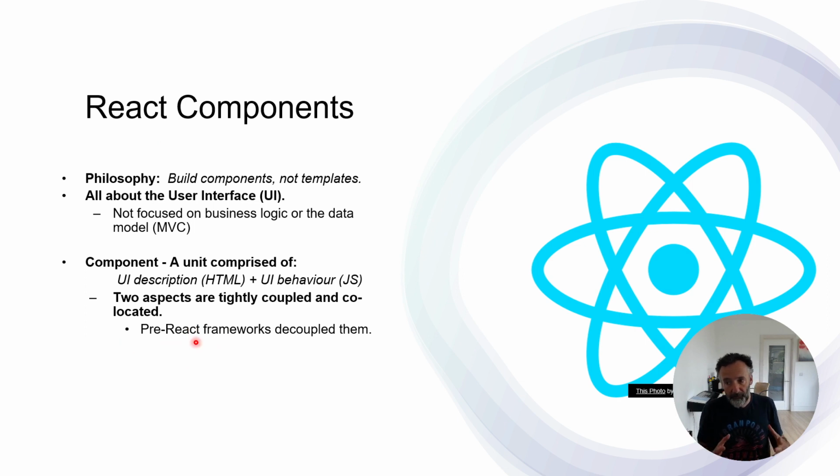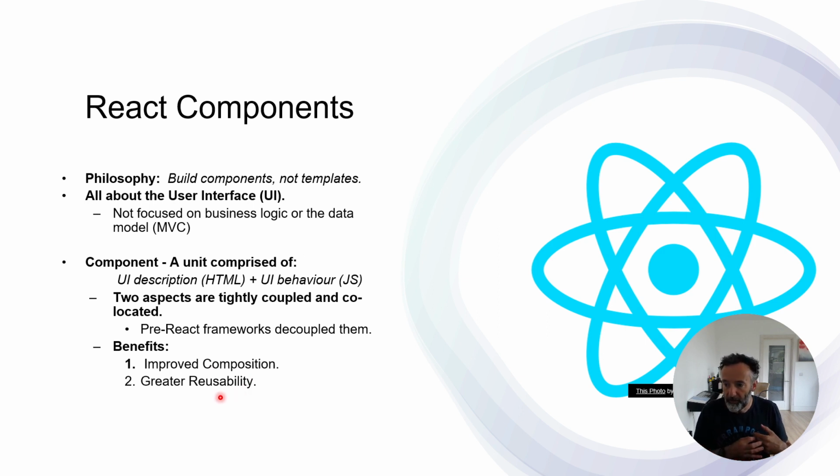Things like Angular, other frameworks pre-React, would have decoupled these, and that would have been seen as a good thing, I guess. So you separate your view from your behavior, from your business logic. But React decided to combine them together, and there are some benefits to this. Improved composition. So you're composing your behavior with your UI description, composing them together. And also, one thing that is promoted a lot in React is reusability. A lot of React apps are developed from a library of components.